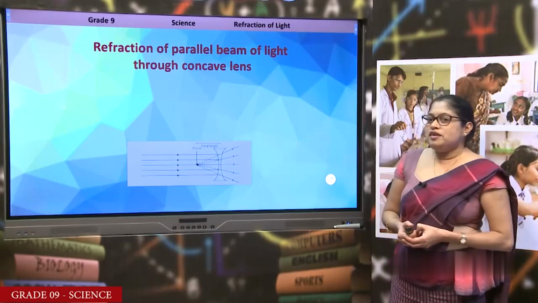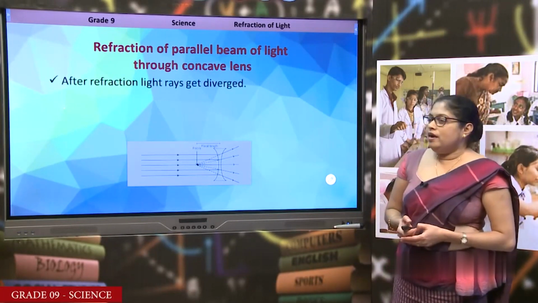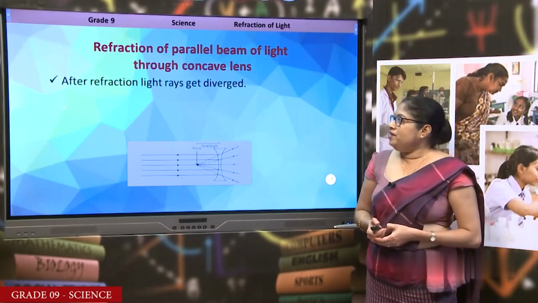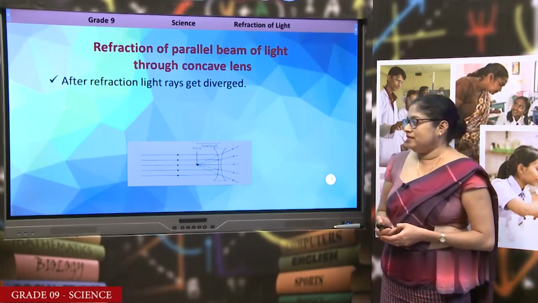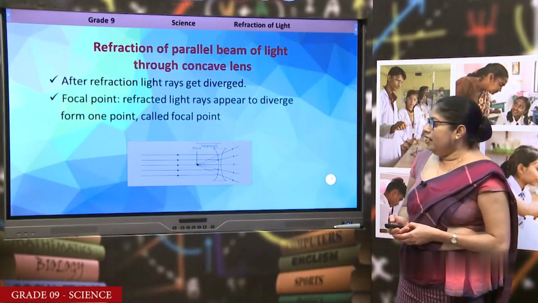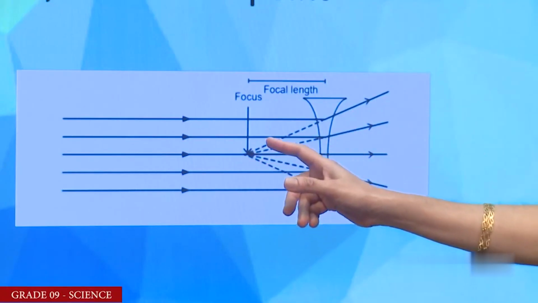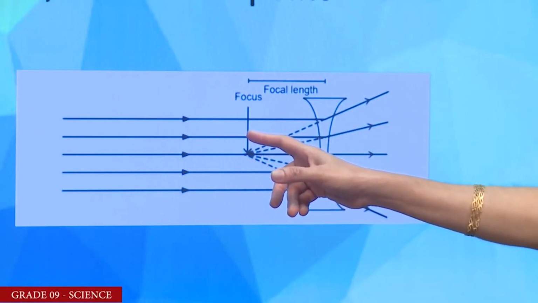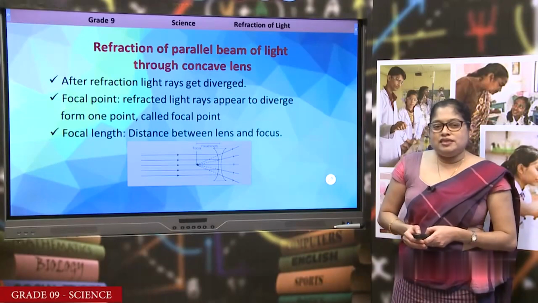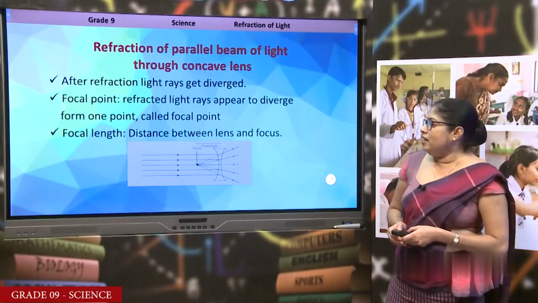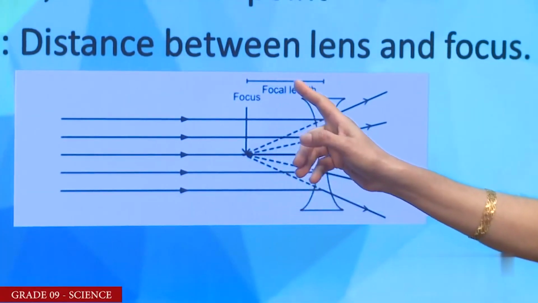Let us see refraction of a parallel beam of light through a concave lens. You know that after refraction, light rays get diverged by concave lenses. Here, light rays appear to diverge from a certain point. We call it the focal point or focus. Same as biconvex lenses, the distance between the lens and the focus is known as focal length.